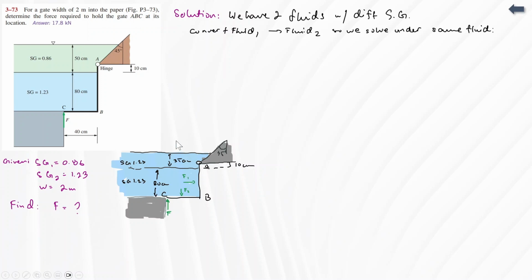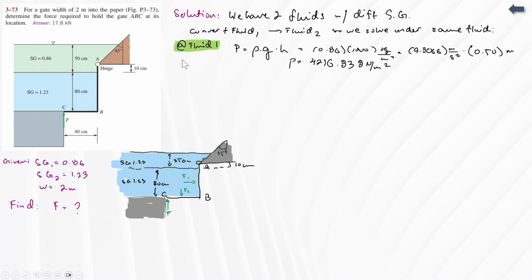Okay, so ito yung magiging drawing nun after. Okay, so we solve that by how? We get first muna yung pressure exerted at SG 0.86. How do we do that? So pressure is rho times G times H. To know yung density nito, we simply multiply 0.86 by 1,000 kg per meter cube of water times 9.8066 times 0.50. We get 4,216.838 Newton per meter squared.